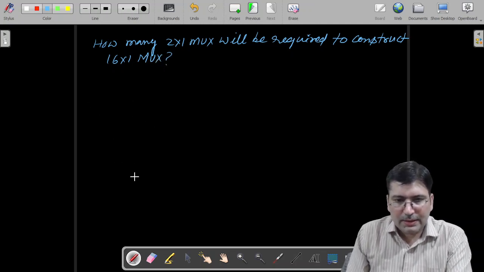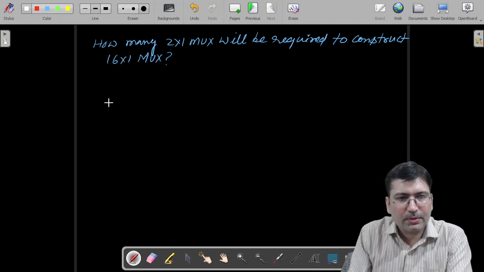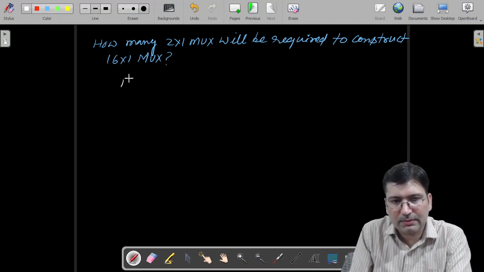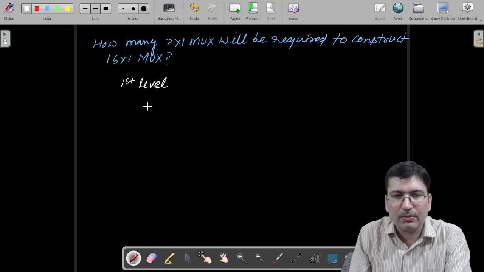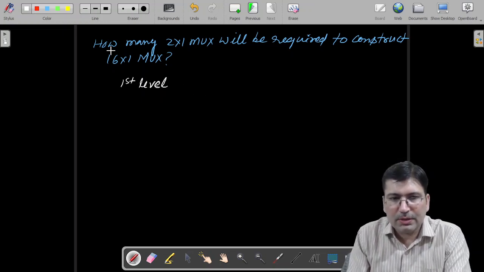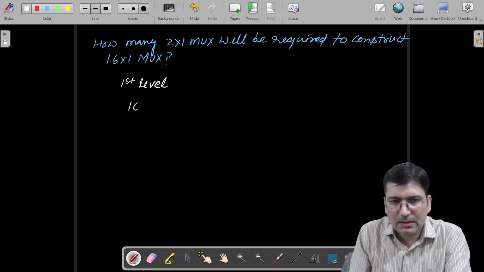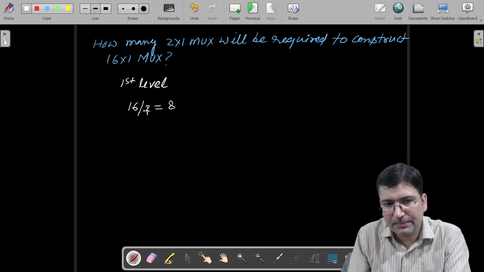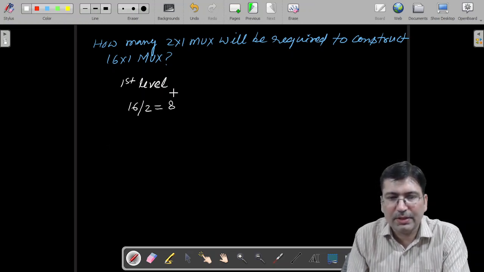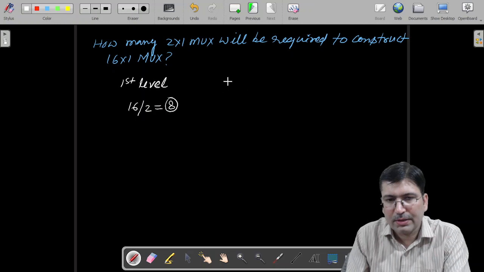So easy way, you can opt very easy way rather than drawing it. You can decide level wise. So at the very first level we need to decide how many MUX will be required. We are having 16 total input lines, and my given MUX can handle 2 at a time, so we divide this and we get 8. So that means at the very first level we require 8 multiplexers.